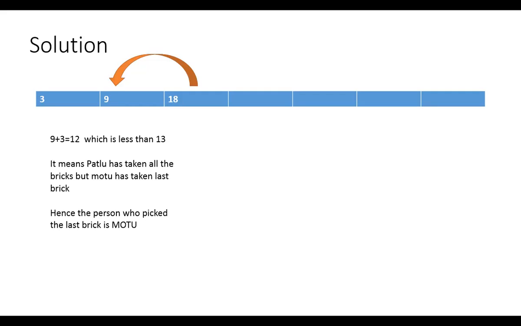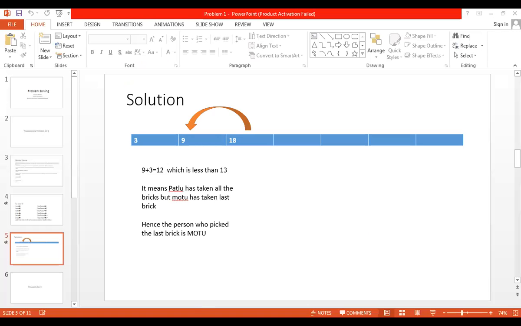Now, how can we write the code for this? We have to write the code for this, so I'll be going to the coding window. I just want to change the meeting control.